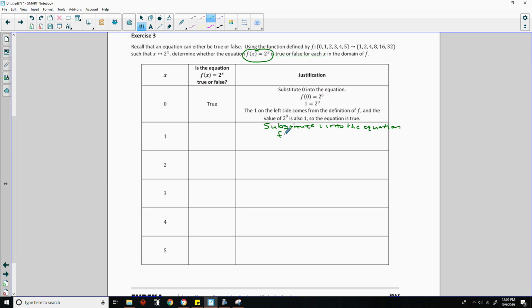So it's f of 1 equals 2 to the 1. My equal sign snapped there. So f of 1 equals 2, because 2 to the 1 is 2. So if f of 1 equals 2 to the 1, then f of 1 equals 2.